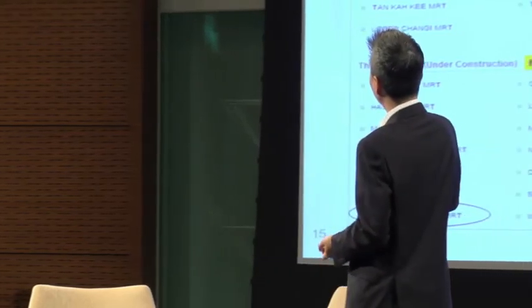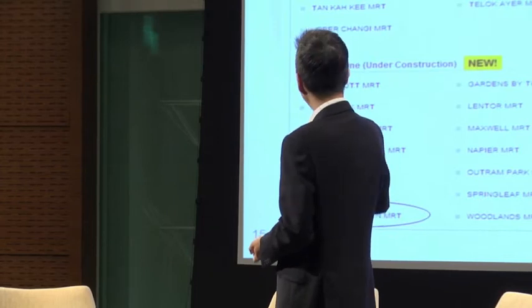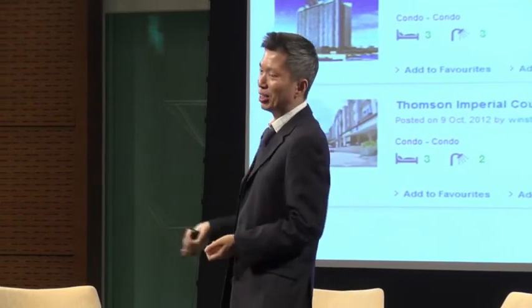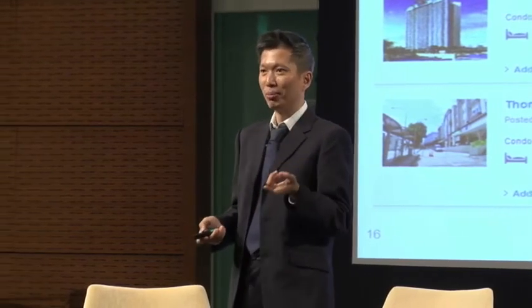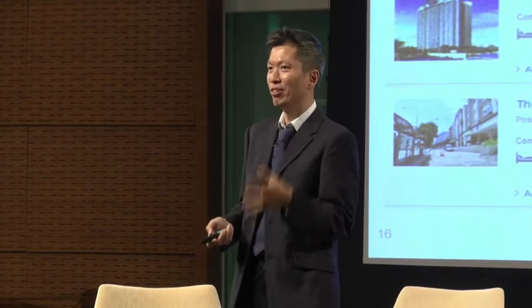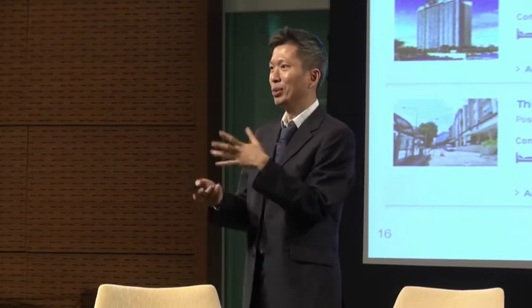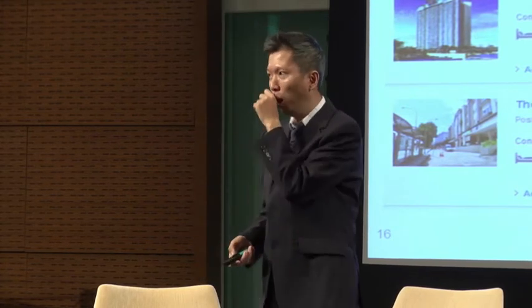So you can check out the Downtown line and Thomson line. If you have selected Upper Thomson MRT, you'll be able to see a list of projects and listings that are within 1 kilometer from the Upper Thomson MRT. And that's where you will benefit from information that you know, but other property buyers or other property agents don't know. And then as a property agent, you can recommend it to your client.